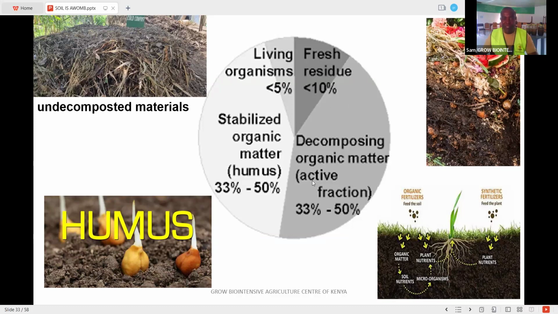The mandala shows us the importance and the types of soil, and how we are supposed to balance our soils. Living organisms, 5%. Fresh residues, 10%. Decomposing organic matter, which is the active fraction, 33 to 50%. And then stabilized organic matter, which is humus, 33 to 50%. So let's have a balance, balancing everything within our soils.